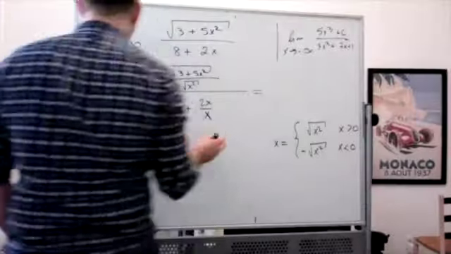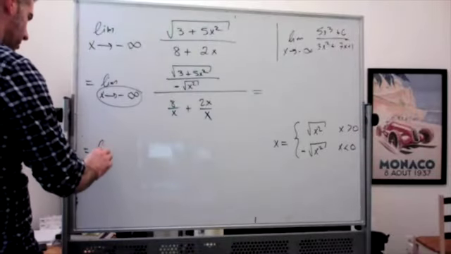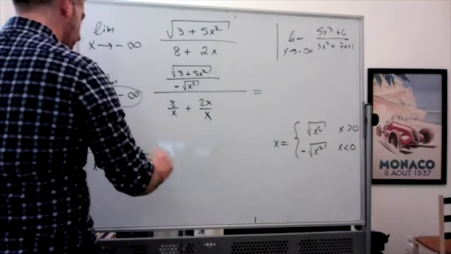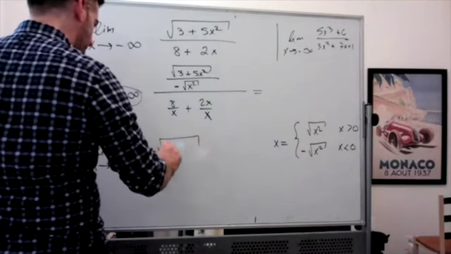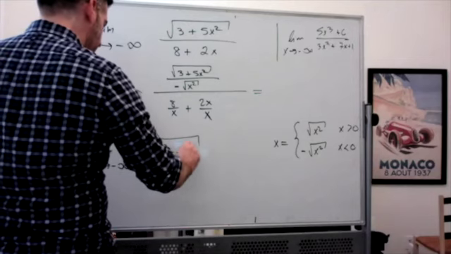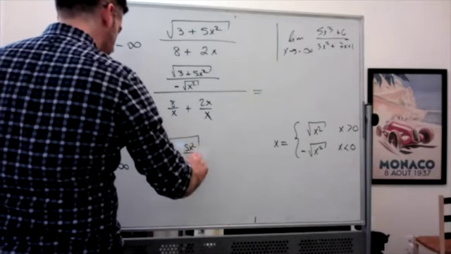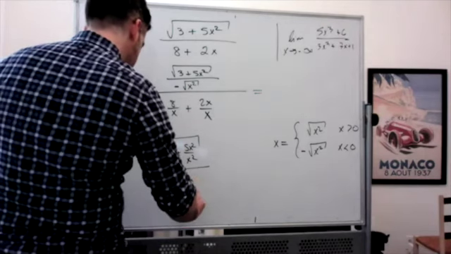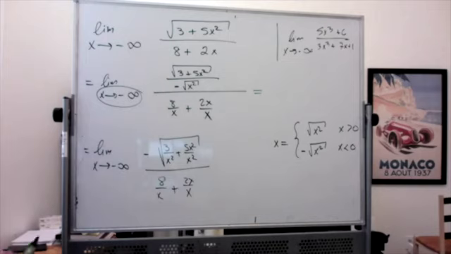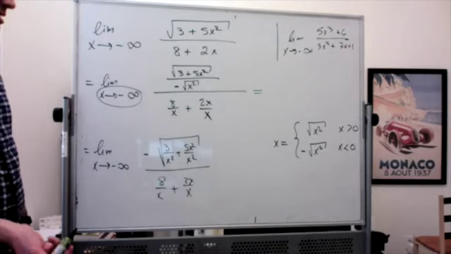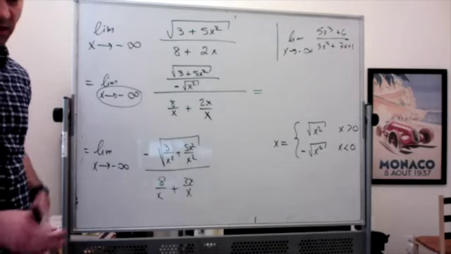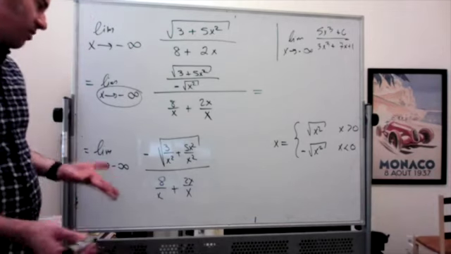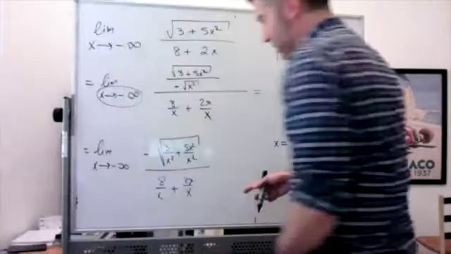So here's what we're going to do. We're going to write this as the limit as x goes to negative infinity of the negative square root of 3 over x squared plus 5x squared over x squared over 8 over x plus 2x over x. So that might seem kind of funky, but that's the way it works. There are other ways to start off, but this is what we want.